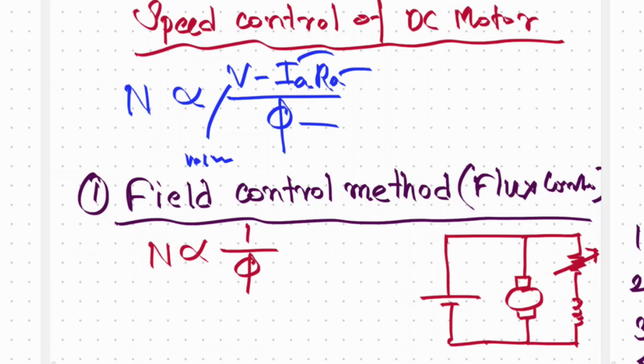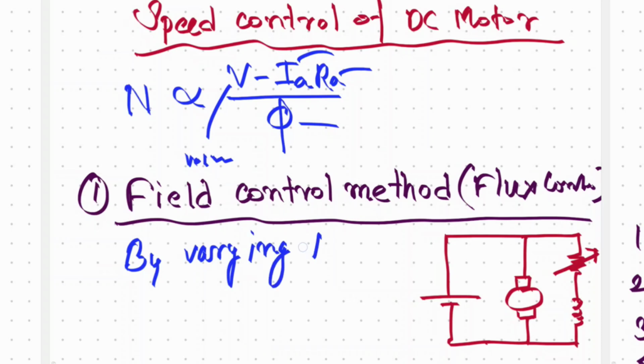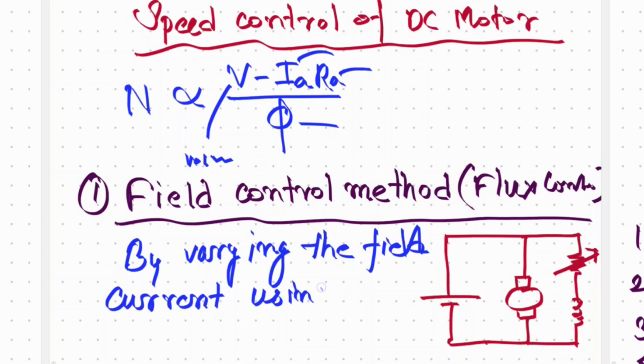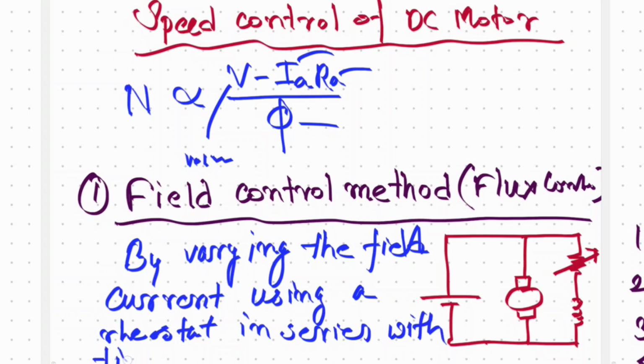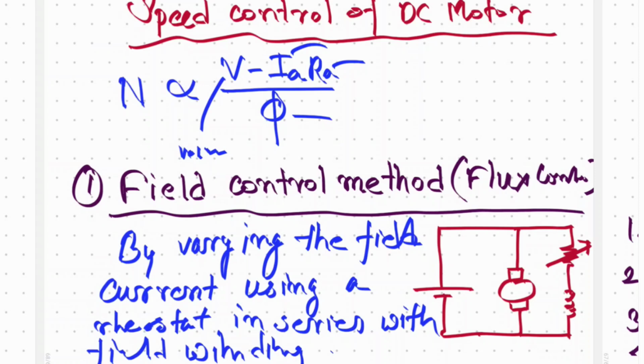So by varying the field current, using a rheostat in series with the field winding, we can control the speed. This is called the field control method, by which we can control the speed of a DC motor.